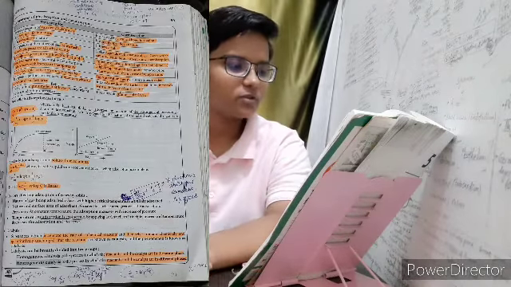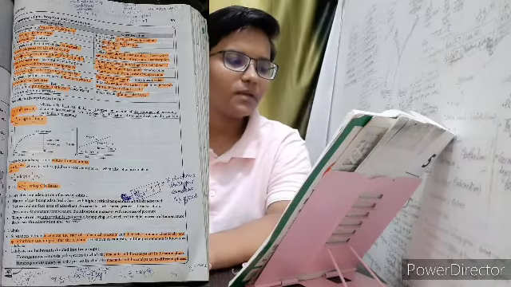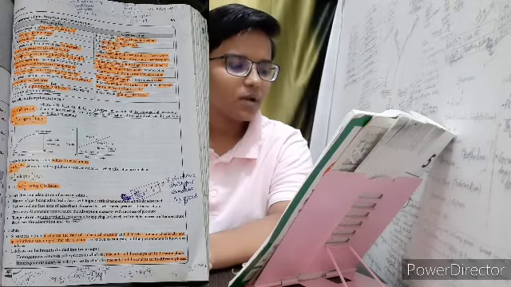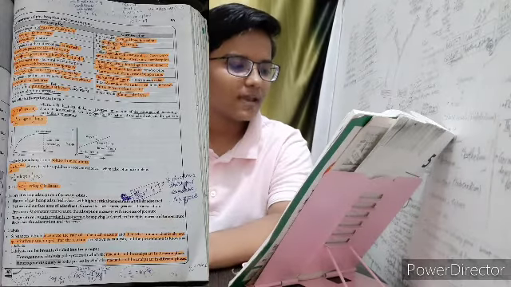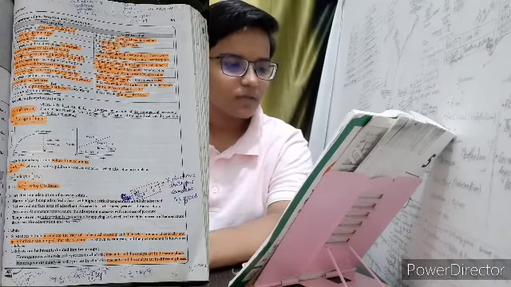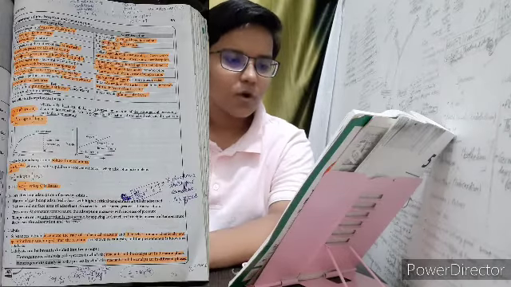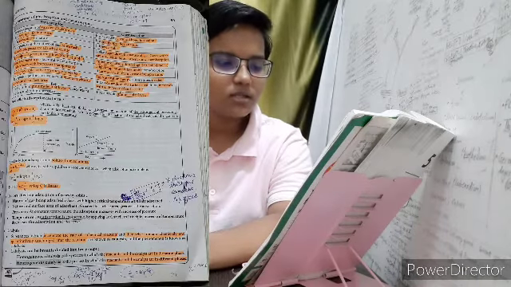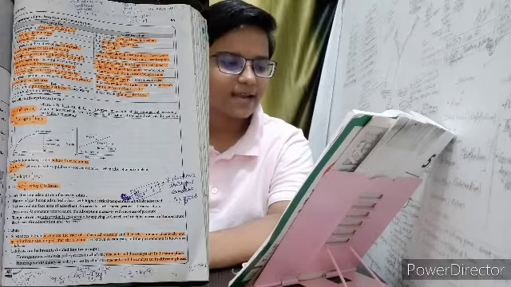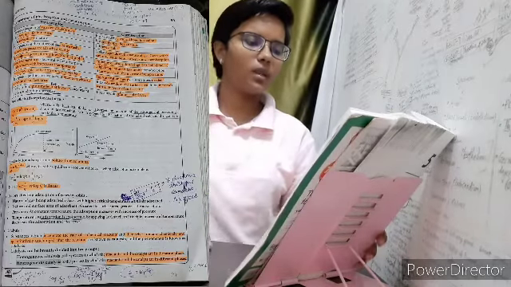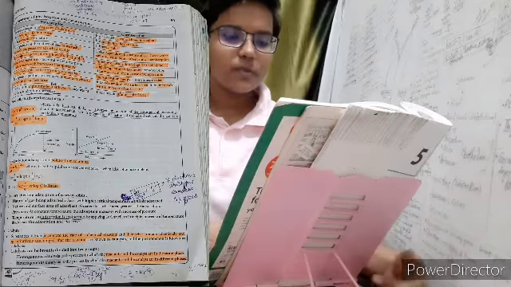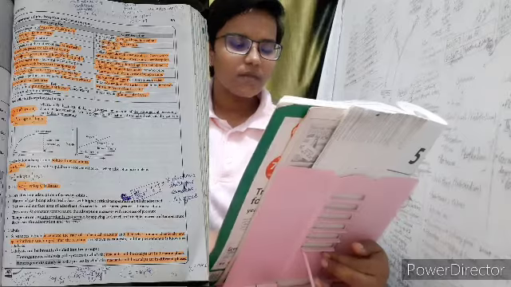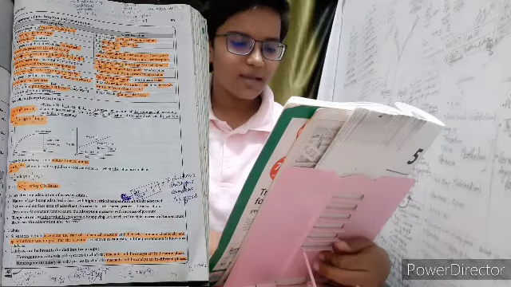Freundlich adsorption isotherm: x upon m equals k p to the power 1 upon n, where n is greater than 1. Log x upon m equals log k plus 1 upon n log p, where x is the mass of the gas adsorbed on mass m of adsorbent at pressure p. K and n are constants, which depend on the nature of the adsorbent and the gas at a particular temperature. Slope is 1 upon n and intercept is log k when the graph is made between log x upon m and log p.